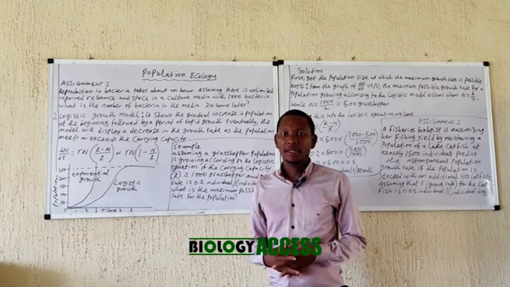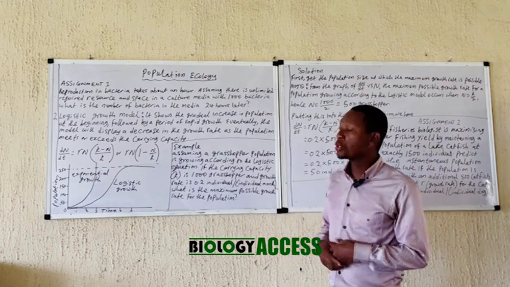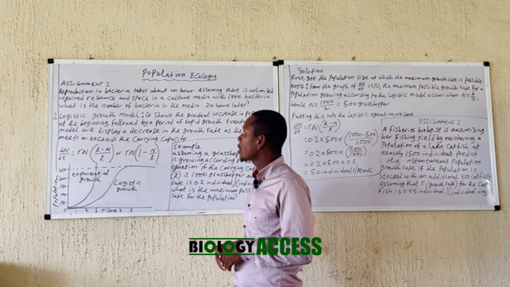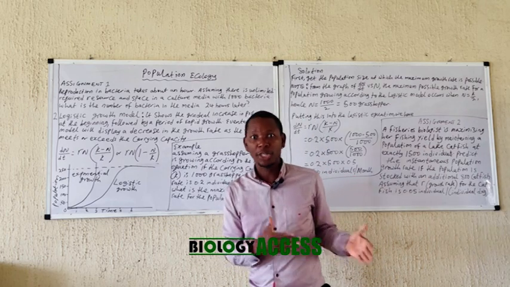Welcome to Biology Access. In today's class, we're going to do the continuation of population ecology. So we're going to look at the second type of growth model, which is the logistic growth model. Now, the logistic growth model is actually different from the exponential growth model.